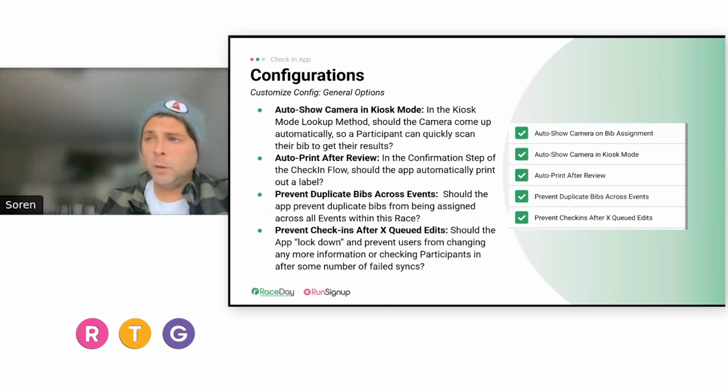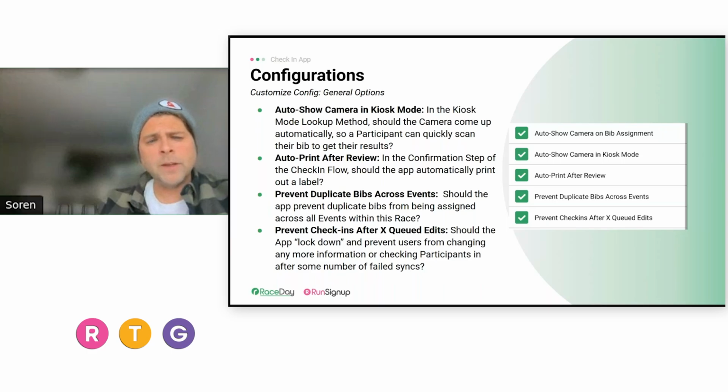Auto print after review ties back to what I mentioned earlier as another feature of label printing. If you do have label printing enabled, after you've confirmed the check-in, it will print the label based on your settings there. This is also where we can do the prevent duplicate bibs across events. So again, it's a best practice: if you have unique ranges or if you don't have any duplicate bibs across your entire event, you should check this. It's just a nice preventative method from getting a bib double assigned.